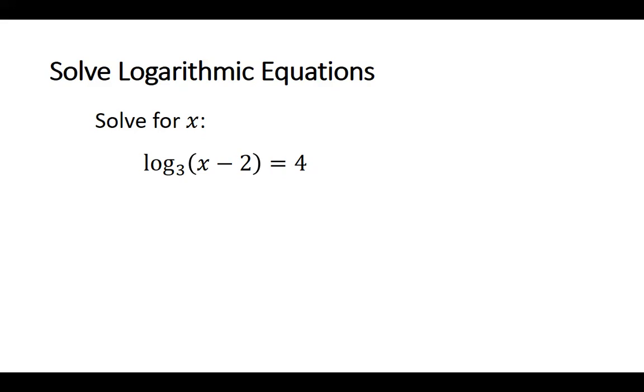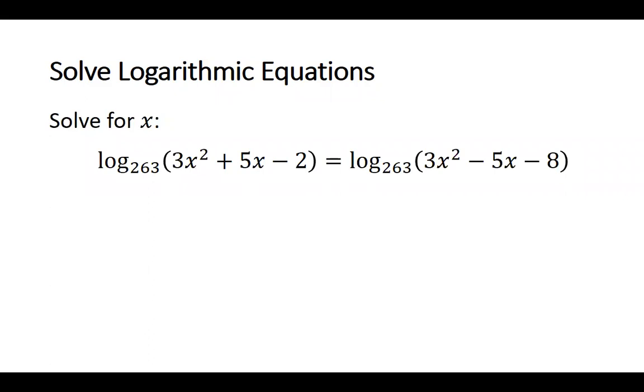So I can swap this to an exponential equation and say that's 3 to the 4 is equal to x minus 2. Well, I can find 3 to the 4. 3 to the 4 is 81. So 81 is equal to x minus 2. So if I add 2 to both sides, I get x is equal to 83. So that took something that looked difficult into something relatively straightforward. Let's try another one.